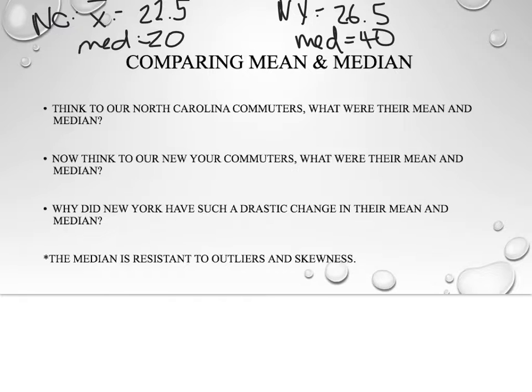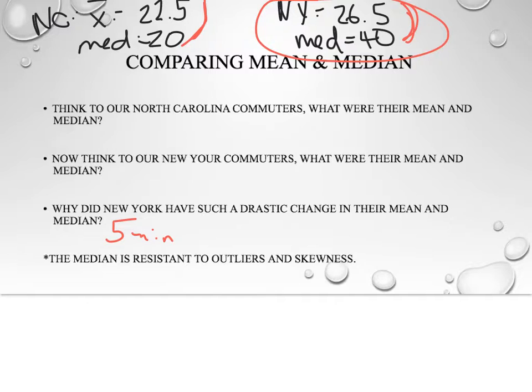So then it asks, why did New York have such a drastic change in their mean and median? Notice how far apart these mean and median are versus North Carolina, which is just 2.5 minutes apart. And New York had a huge difference, 13.5 minutes. Well, why did this happen? Think back to your New York data. Our New York data had an outlier. There was one person who only took 5 minutes to travel to and from work, where most people took closer to 40 minutes or an hour to get there.